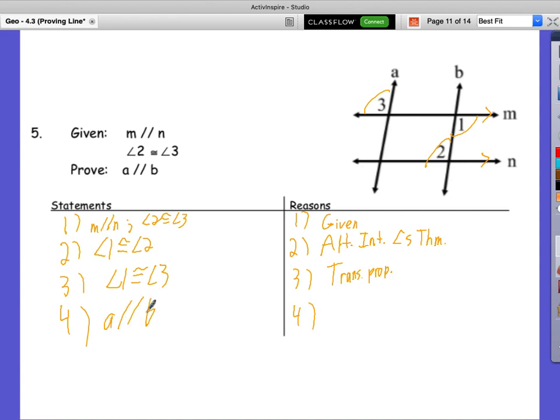Are we going to use a converse or a regular one? Converse, we're proving lines parallel. Okay? And then what's our next step to know which converse we're using? What kind of angles are they? They're alternate exterior angles.